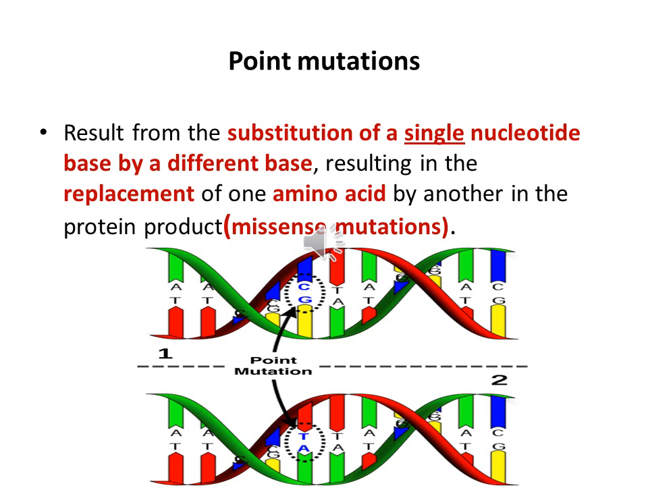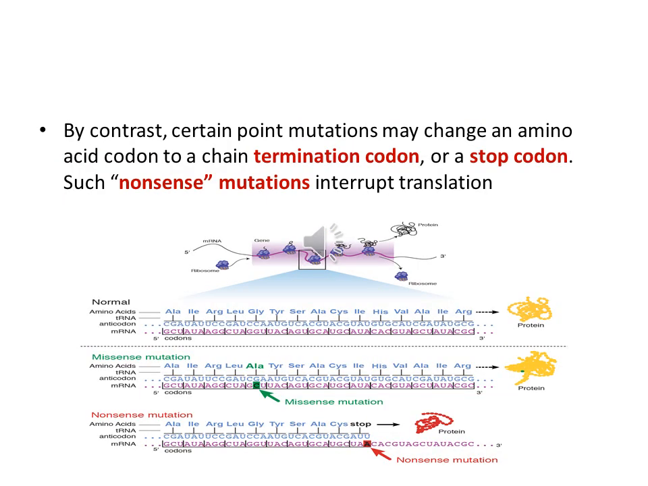First, the base substitution can be a silent mutation, where the altered codon corresponds to the same amino acid. In a missense mutation, the altered codon matches with a different amino acid. And third, the base substitution can be a nonsense mutation, where the altered codon corresponds to a stop signal. Stop codons are UAA, UAG, and UGA.